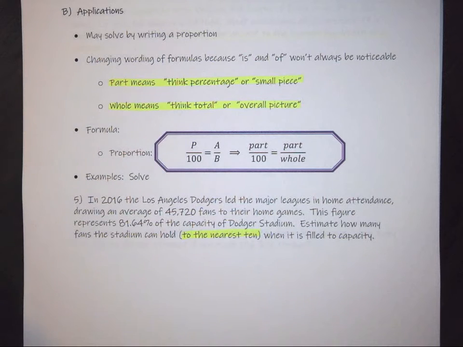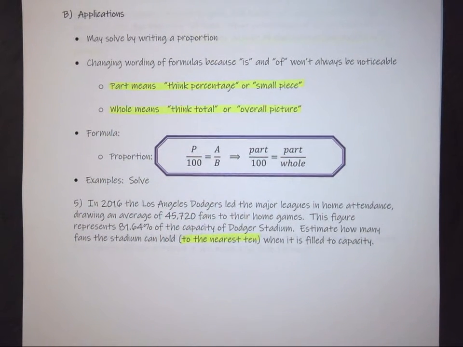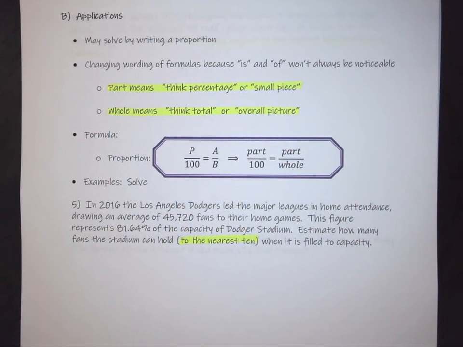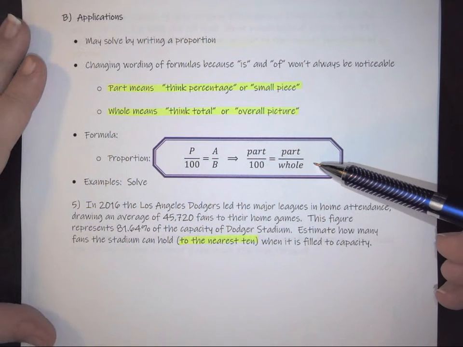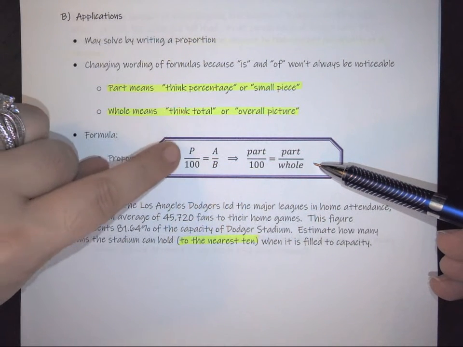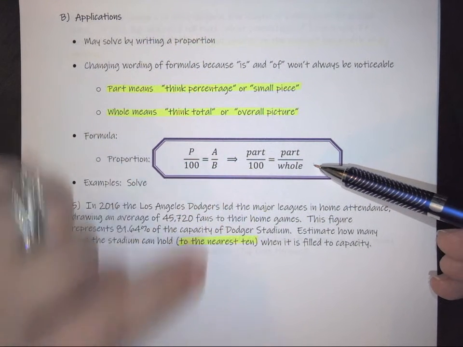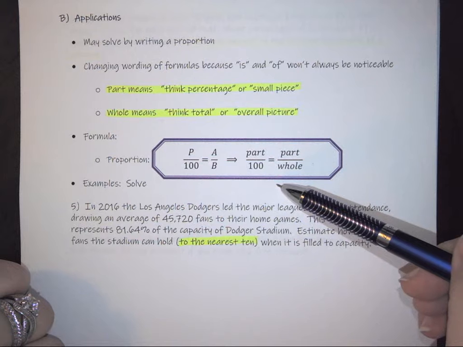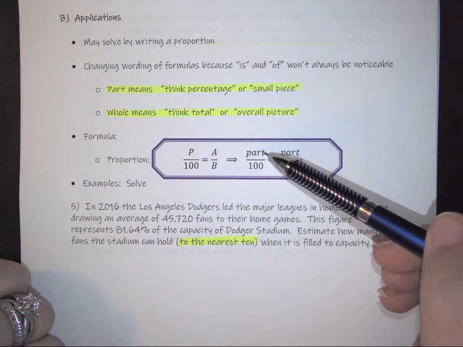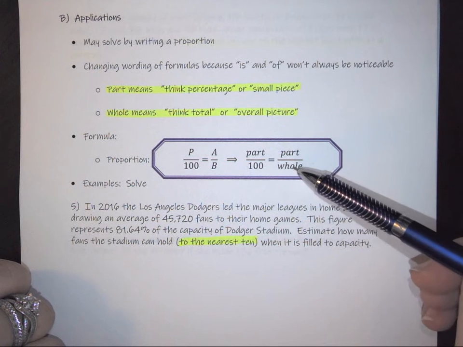When we talk about part, you should be thinking about the percentage, or part being the small piece or small part of it. The whole is where you're thinking about the total or your overall idea. We are still going to use our proportion formula, so we still have percent over 100 is amount over base. But when we think about it through our new terms, we're thinking of it as part over total is part over whole.